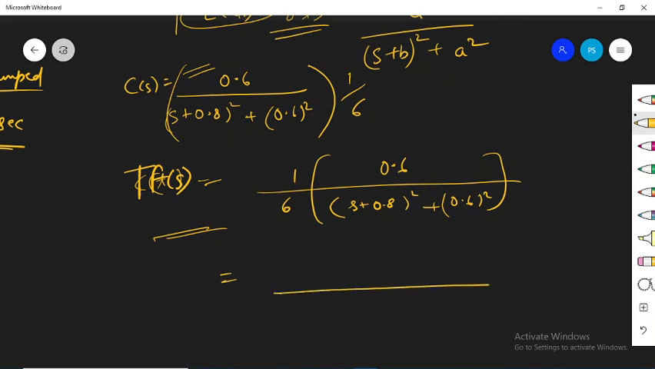If you open the brackets, this will become s square plus 0.8 square, 0.64 हो जाएगा, 0.6 का स्क्वायर हो जाएगा 0.36. You add those, then that will become plus 1, and here the second term will be 2 into 0.8 into 6, so that's going to be 1.6s. So numerator if I take it as 1, तो यहाँ पे आ जाएगा आपका 1 divided by 10.